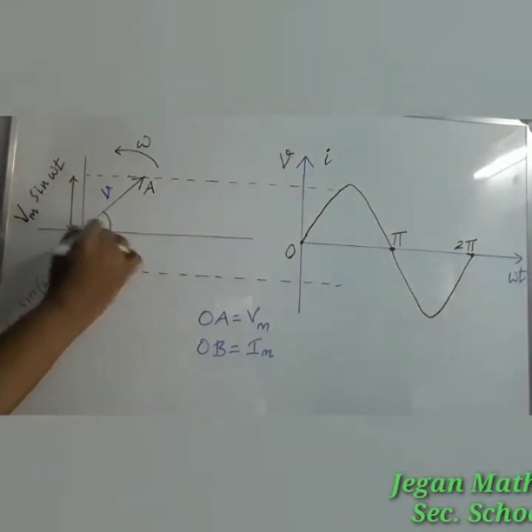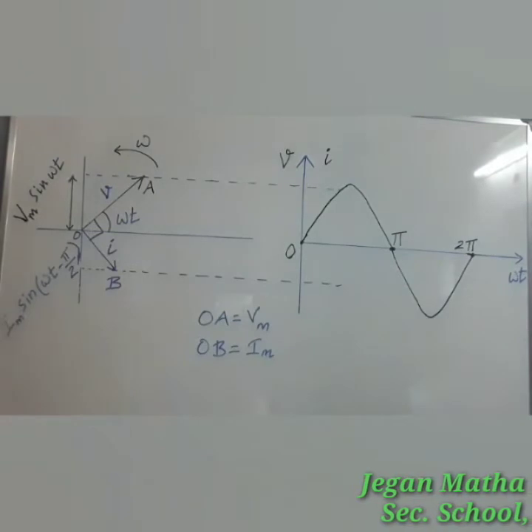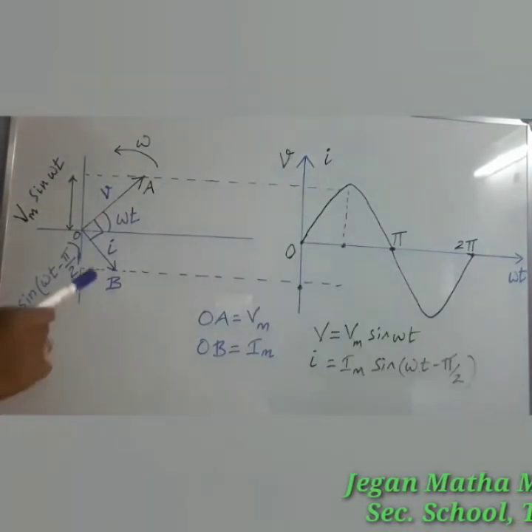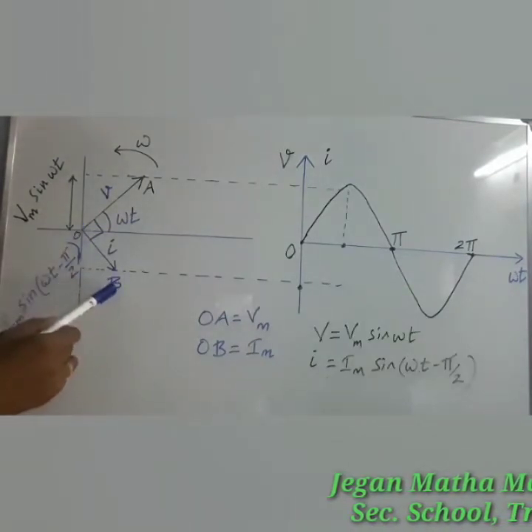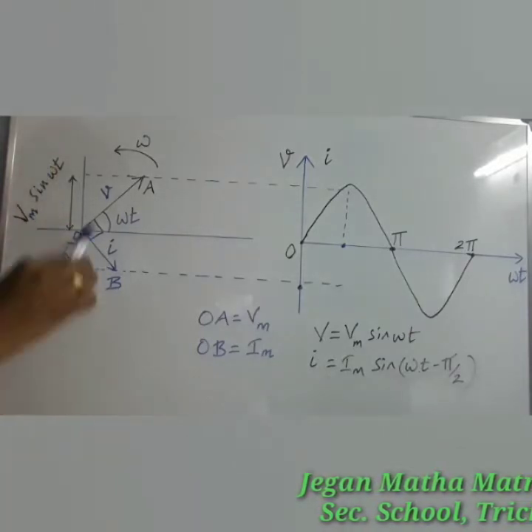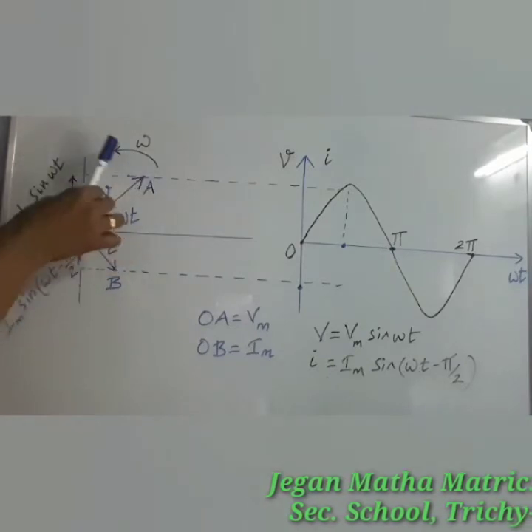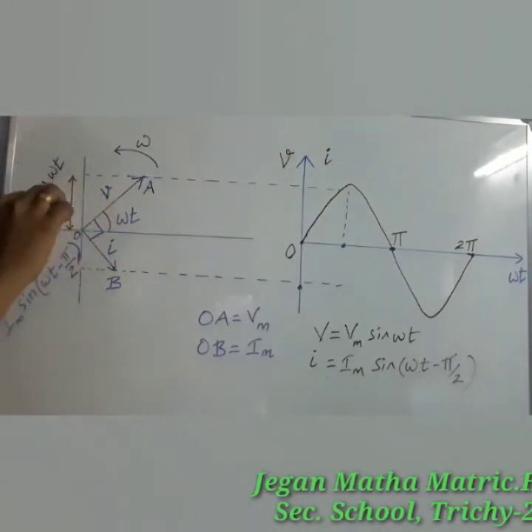And don't forget, phasor OA makes the angle omega t with the x-axis. Now, why have we taken this phasor OB here? Why don't we take it elsewhere? So remember, current lags the voltage. Voltage is rotating in the anti-clockwise direction.